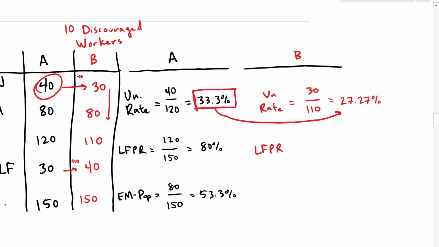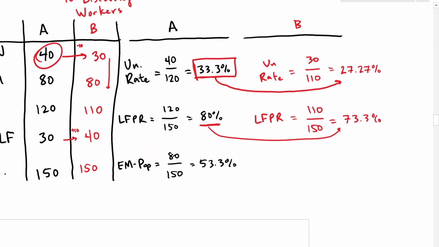So the labor force participation rate is now a smaller labor force divided by the same sized population. That's going to bring us down to 73.3%. So in this case, we've actually decreased our labor force participation rate, and that's a much more accurate depiction of a weaker labor market. And then finally, the employment population ratio, which is still 80 divided by 150, for no change.